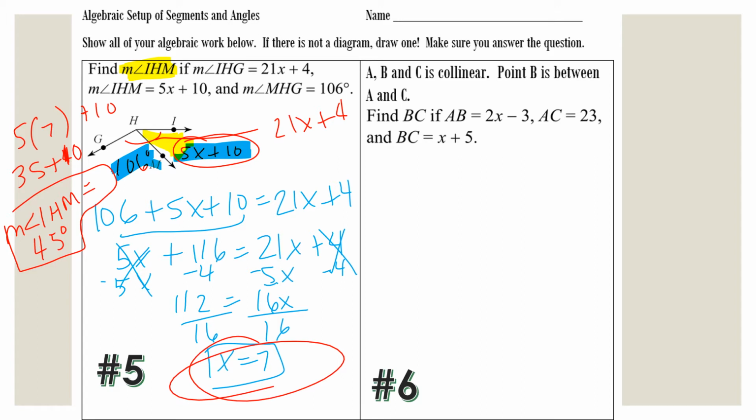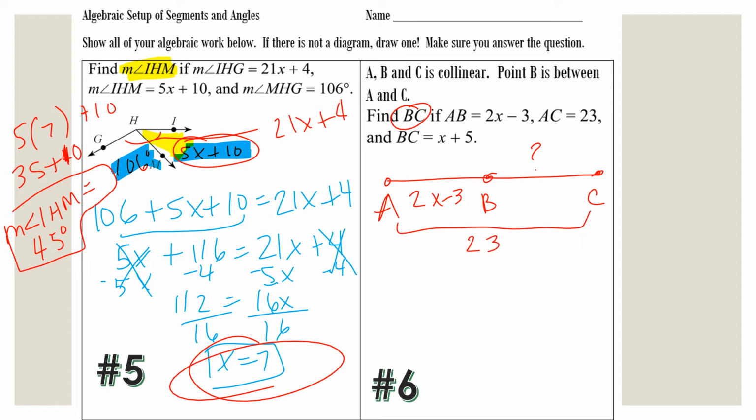For number 6, A, B, and C are collinear. Point B is between A and C. So I'm going to draw a picture here first. So A, B, and C. First of all, we're finding BC. We're finding the measure of BC, okay? AB is 2x minus 3. AC, the whole thing, is 23. And BC is x plus 5. So because we're finding the measure, we want to find the actual number.